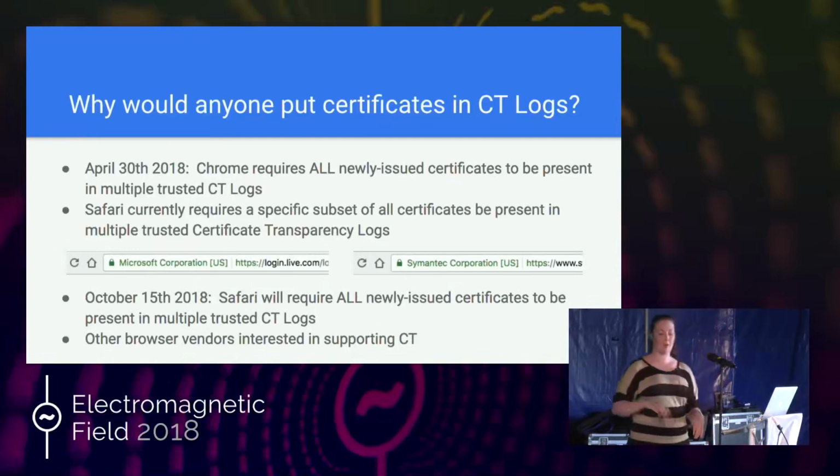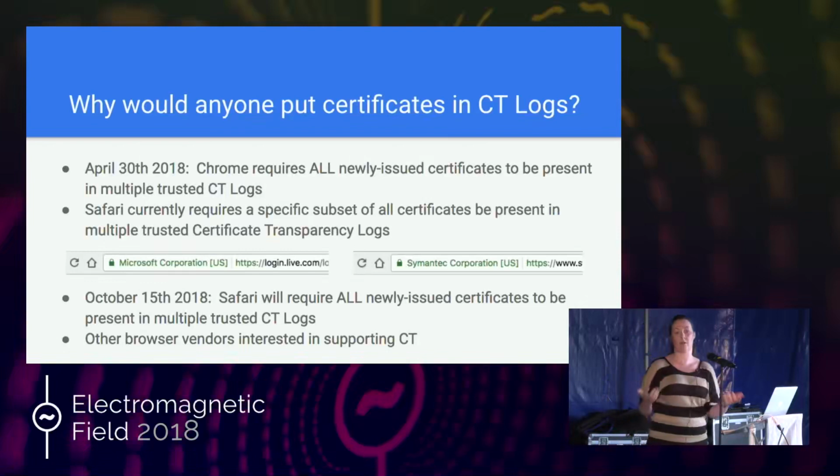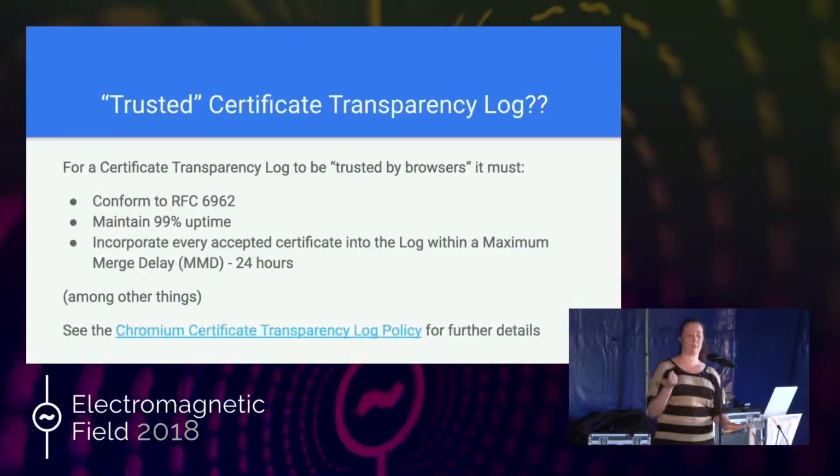But as of October this year, Safari will also require that all newly issued certificates be present in multiple trusted certificate transparency logs to be accepted. So certificate transparency has basically become part of the web PKI. And there have been a number of discussions with the other major browser vendors about supporting certificate transparency too.